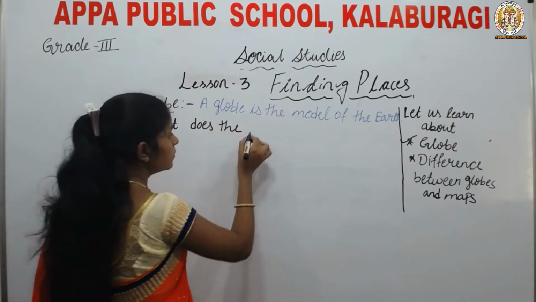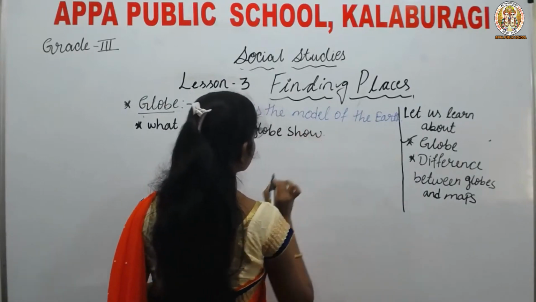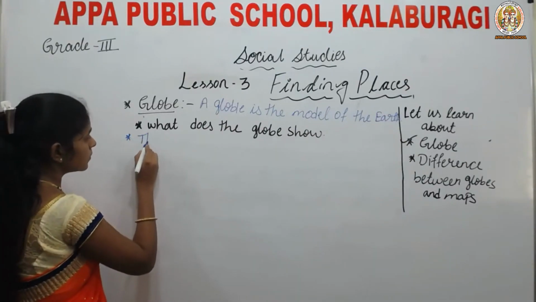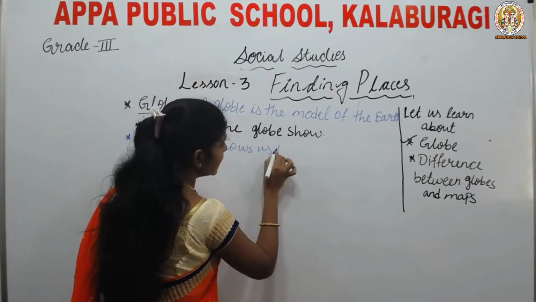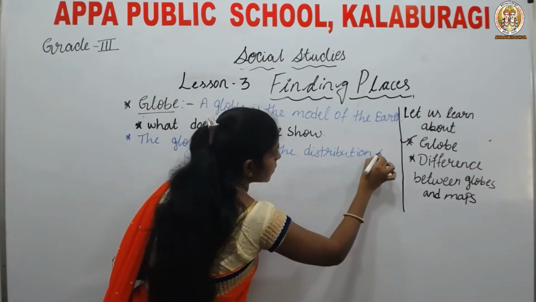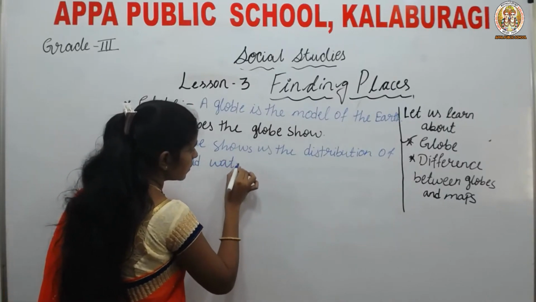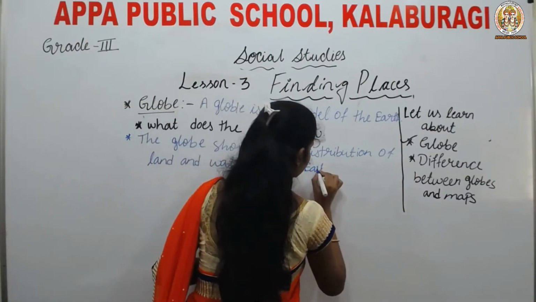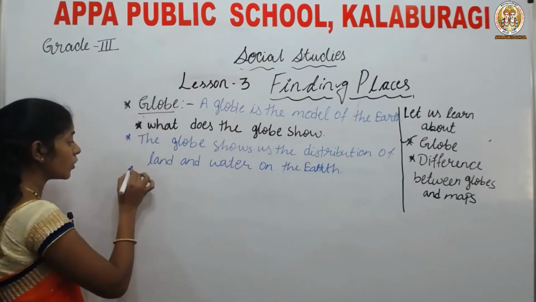What does the globe show? The globe shows us the distribution of land and water on the earth.